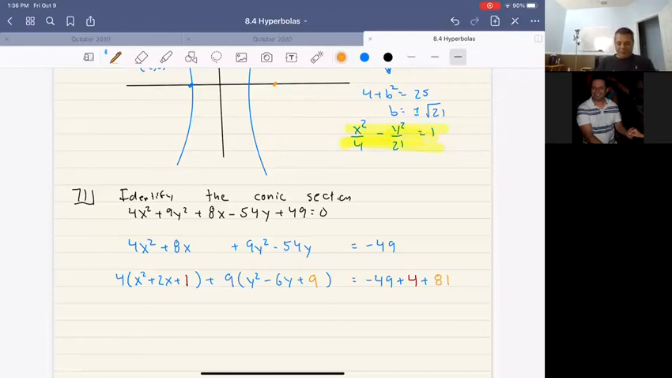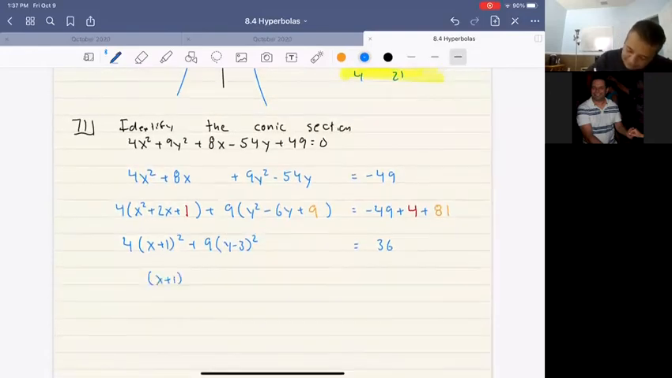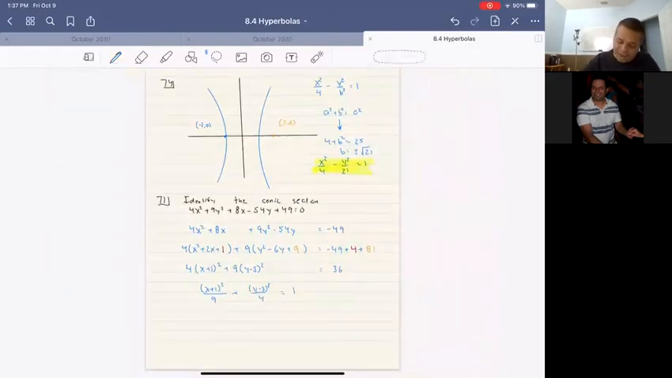So let me calculate that right-hand side. I get 4 times x plus 1 squared, plus 9 times y minus 3 squared, equals 36. So I get x plus 1 squared over 9 plus y minus 3 squared over 4 equals 1. That's dividing both sides by 36. Let me make a little more space for 72.